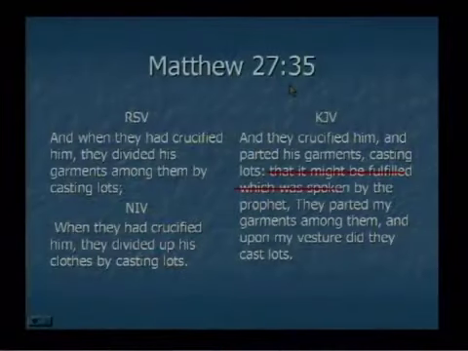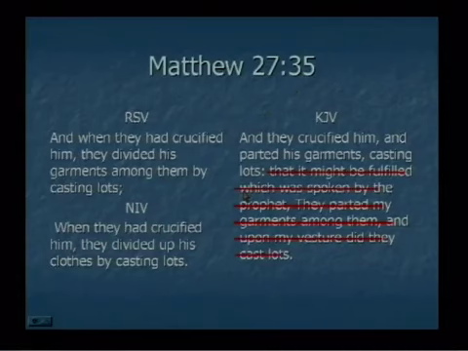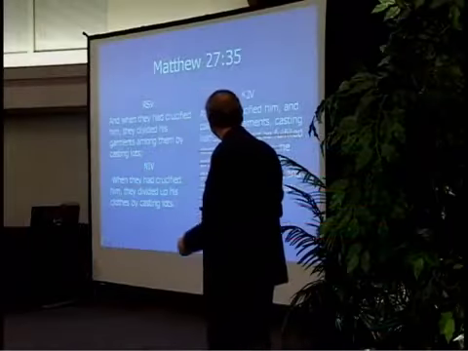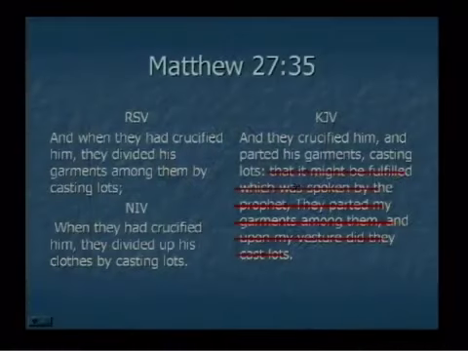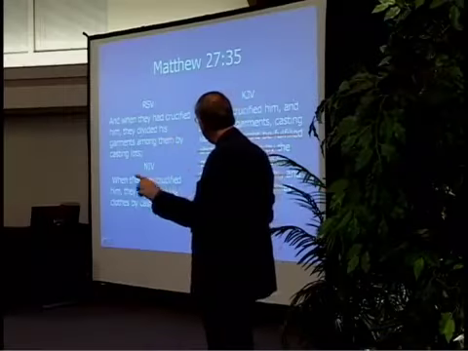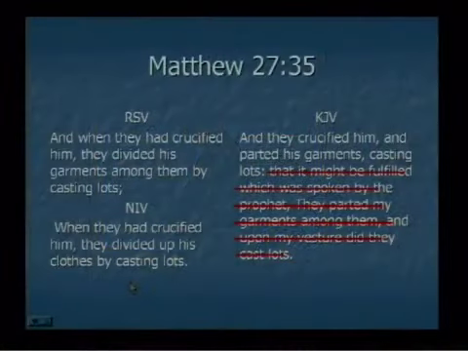Matthew 27, 35. Just about everywhere in the new translations where the Bible says that it might be fulfilled which was spoken by the prophet, they parted my garments among them and upon my vesture did they cast lots, the modern translations have removed it. Why do you think they have removed it in the modern translations? I'll tell you why. Because it proves that Jesus is the fulfillment of prophecy. And so they've taken it away so that he does not fulfill prophecy.